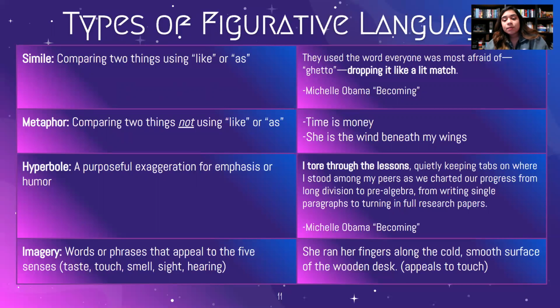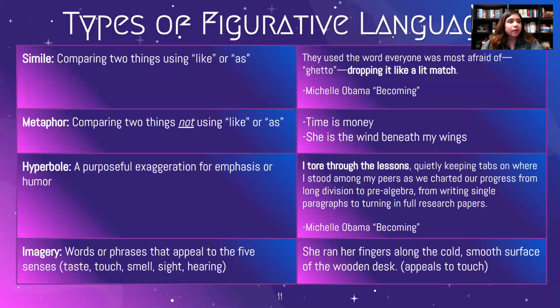And in Michelle Obama's Becoming, we have, again, an example from your excerpt. So in the first part, she says, I tore through the lessons, quietly keeping tabs on where I stood among my peers as we charted our progress from long division to pre-algebra, from writing single paragraphs to turning in full research papers. So I tore through the lessons. She didn't actually tear through the lessons. She just like did them quickly. It's an exaggeration.